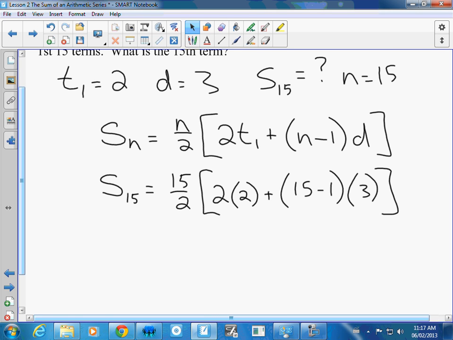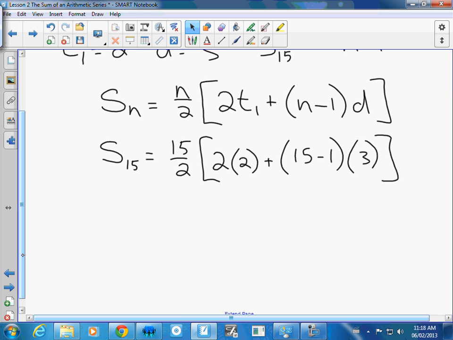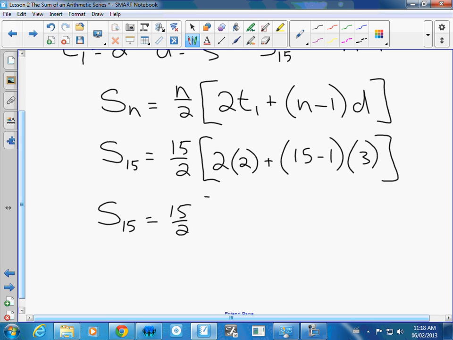And basically, if you look, we've replaced all the letters with numbers. Now, can we do the math? So what do you do for the math? BEDMAS. Yeah, we're going to do all the junk in the brackets first. But within there, what do we do first? The addition or the multiplication? Multiplication. So we're going to multiply the 2 and the 2, and the 14 and the 3, and then we're going to add them. So I'll do one more line here. S15 equals 15 over 2 times, what's that, 4 plus, what's 14 times 3? 42.